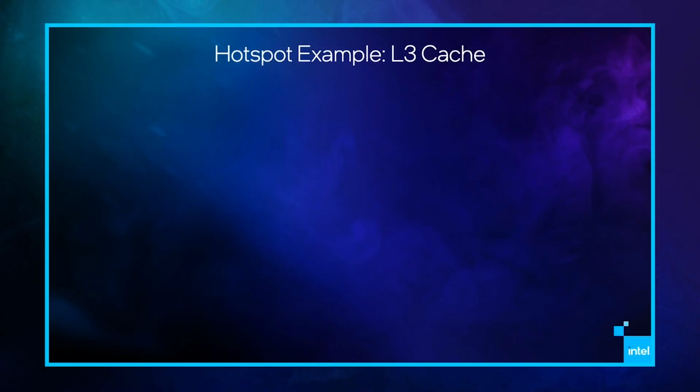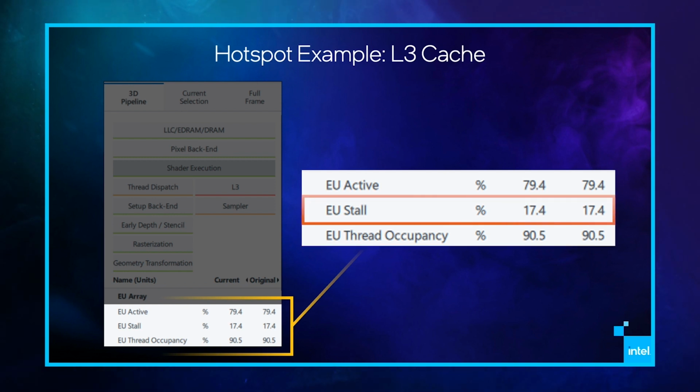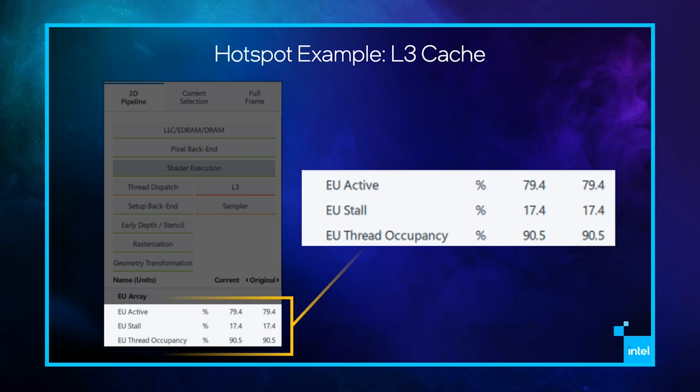Let's now look at our first example. In this case, if you look at Intel GPU Metrics Viewer, you can see that occupancy is high, more than 90%, but there is still a stall on the EU, which means that EU threads are waiting for some data from memory, which is exactly what Metrics Viewer suggests by showing an L3 bottleneck.